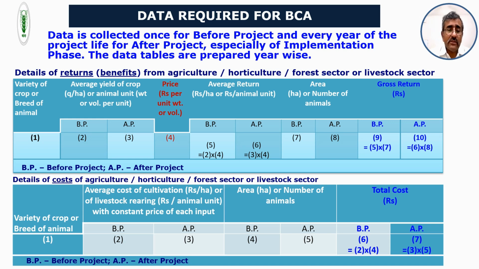In these two tables, the figures in the before project columns will be the same for every year of the project. That is because these data tables are to be prepared for each year of the project; the before project data will remain the same in each year's table, but the after project data will be as per that year's data.